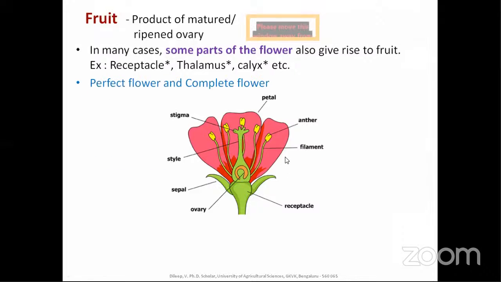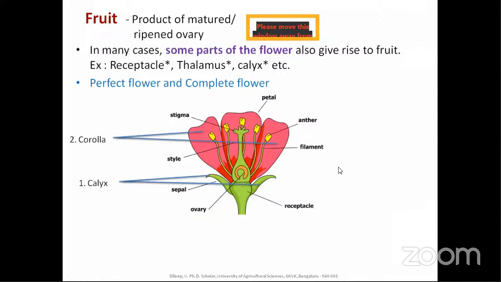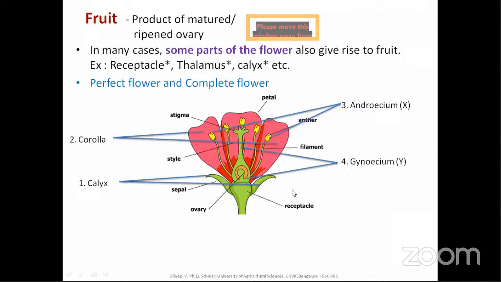This is one of the things where many people, even my friends when I was studying in UG for competitive exams, had a lot of confusion regarding perfect flower and complete flower. So what is a perfect flower and what is a complete flower? Here there is a flower, and I will label it like this. We have calyx, corolla, androecium, and gynoecium: 1, 2, 3, 4. This part is called calyx. The petals are called corolla. This is the androecium, the male reproductive part, and also the gynoecium, the female reproductive part.